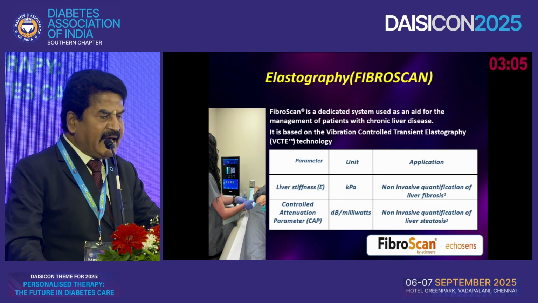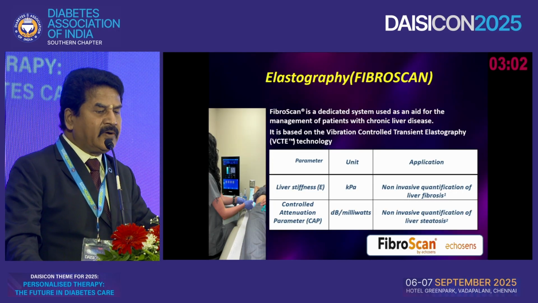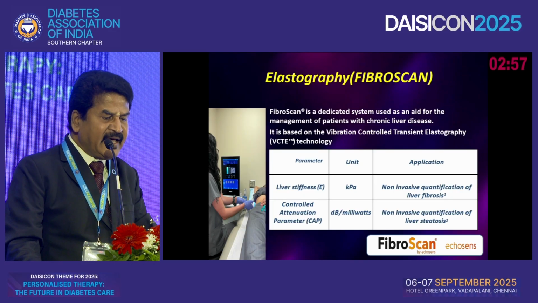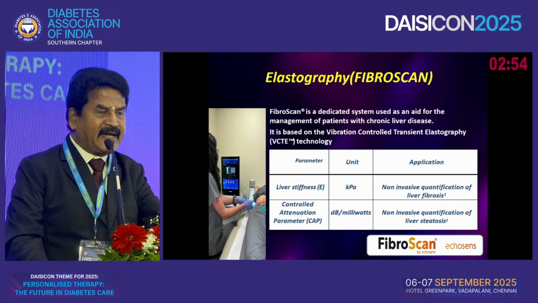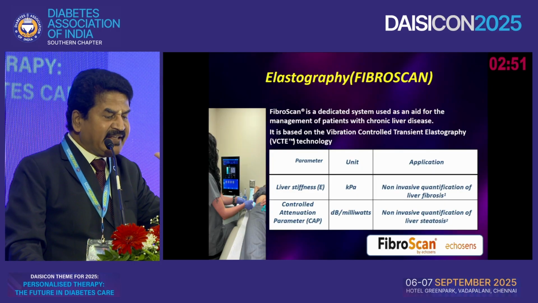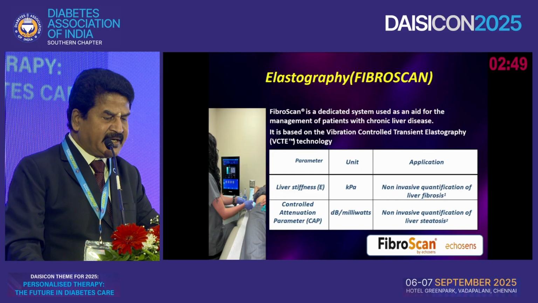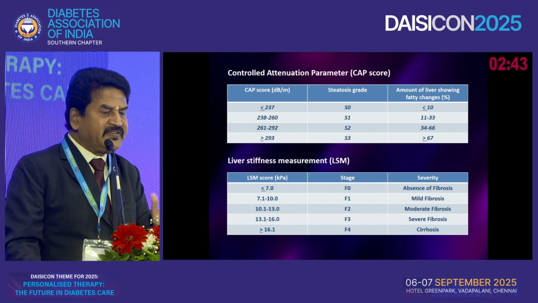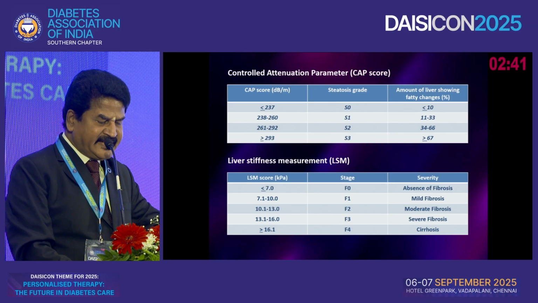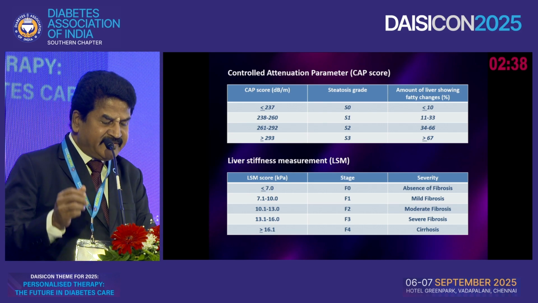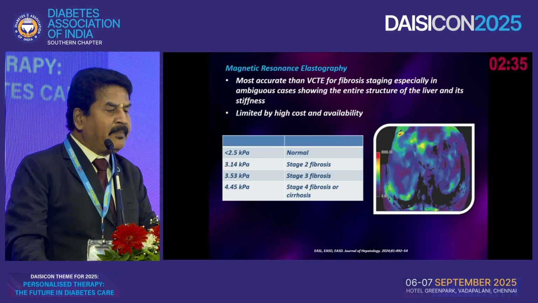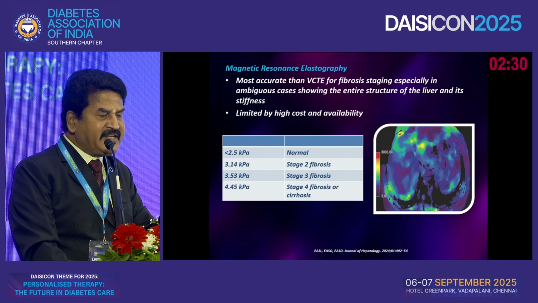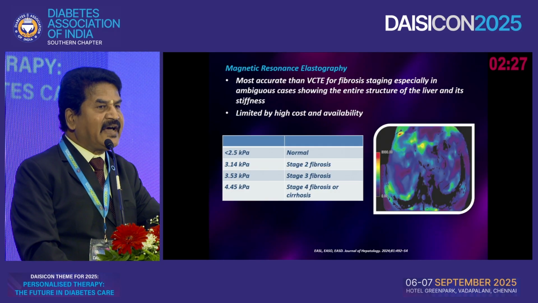Elastography, FibroScan. This is based on vibration-controlled transient elastography. By using this technology, you can assess liver stiffness, which shows non-invasive quantification of liver fibrosis. At the same time, the CAP score, controlled attenuation parameter, shows non-invasive quantification of liver steatosis. So CAP shows the percentage of fatty change, whereas LSM shows the severity of fibrosis. MR elastography is more accurate than VCTE in ambiguous cases, but it is highly costly.